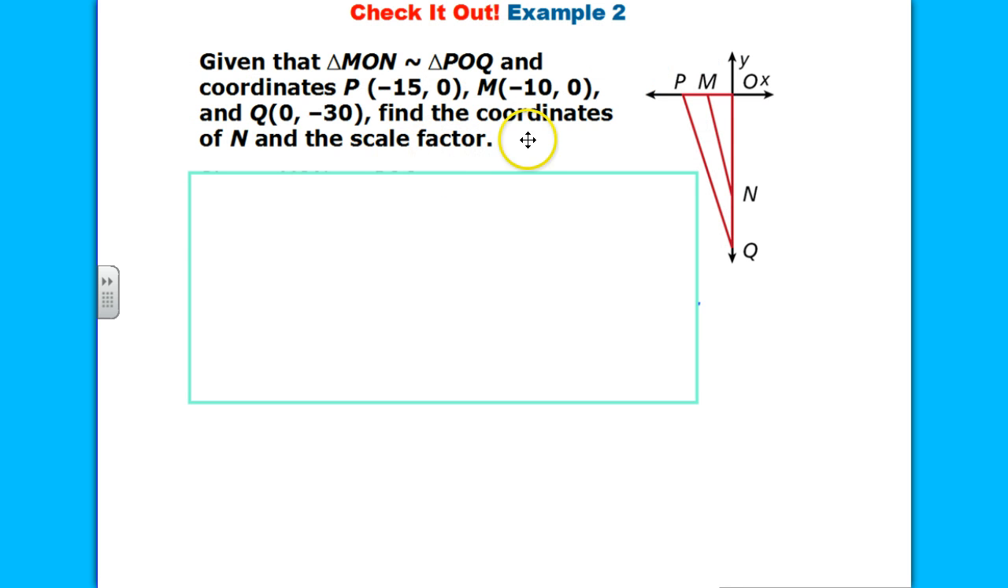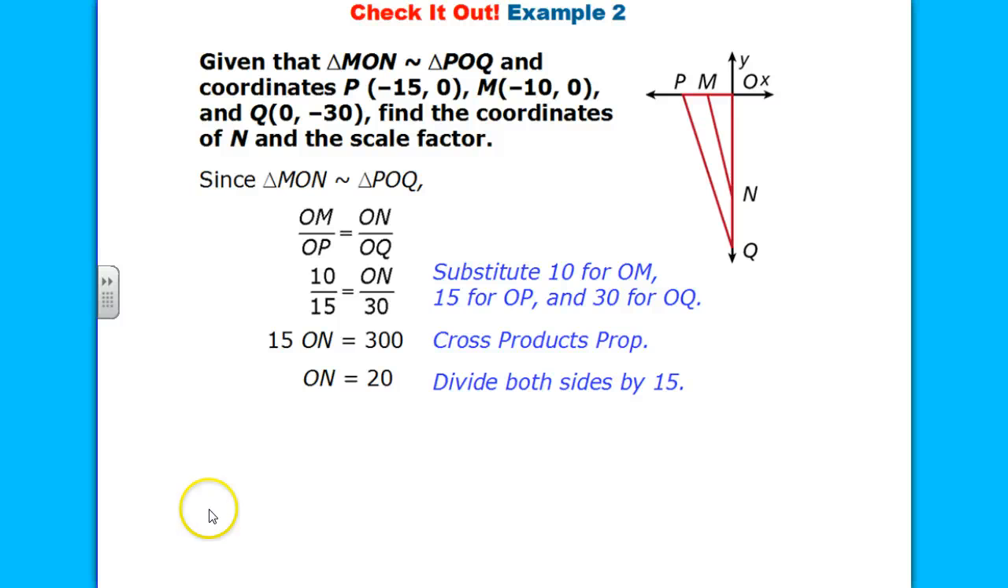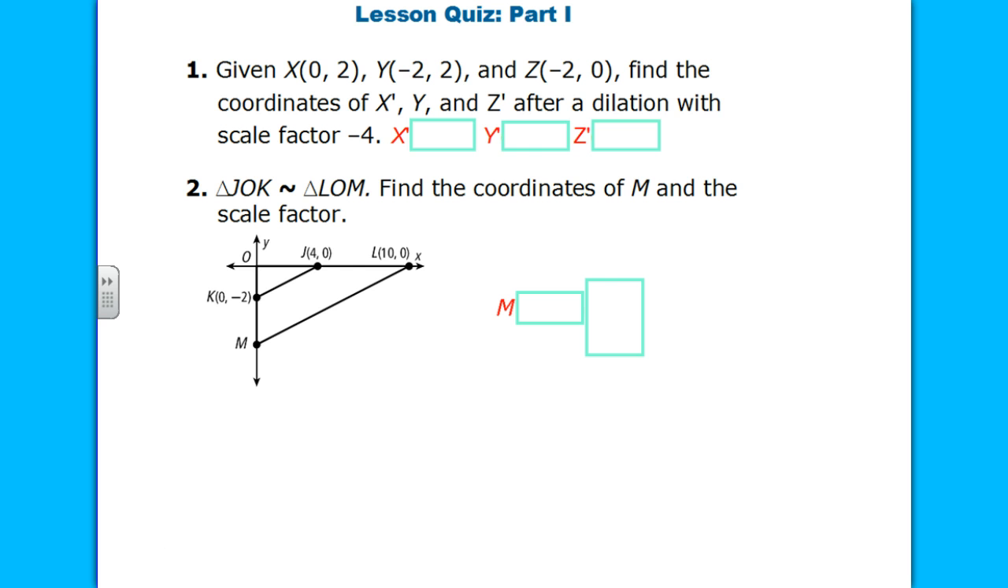Okay, so if we're given that triangle MON is similar to triangle POQ, and we're given these coordinates for P, M, and Q, what would the coordinates of N be, and what is the scale factor? So come back and check once you've solved. With the X coordinates from the two given values, right? -15 times what equals -10? And so you divide both sides by -15 and you get 2/3 again. Scale factor is the same for both. Okay? So go ahead and come back when you're ready to check.